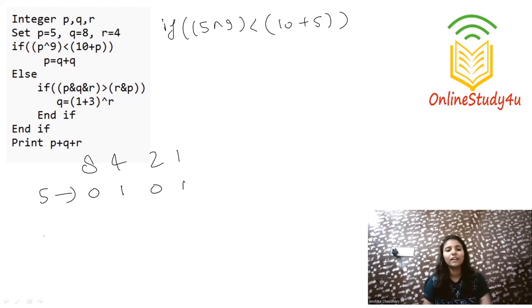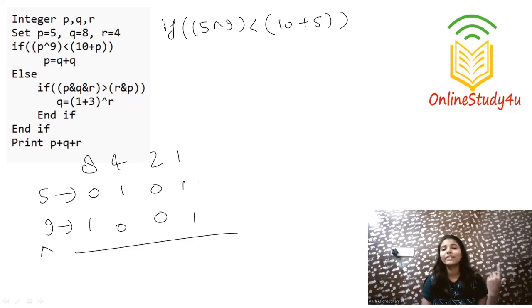Then 9. Right, so for 9, 8 and 1 will be 9. So we will mark 1 and 1 here and remaining places are 0. So we have to perform the XOR operation. So how does the XOR work? For the same values of both, it will return as 0 and for the different values of both, it will return as 1. So this time both the values are same, it will return as 0. This time again both values are same, it will return as 0.